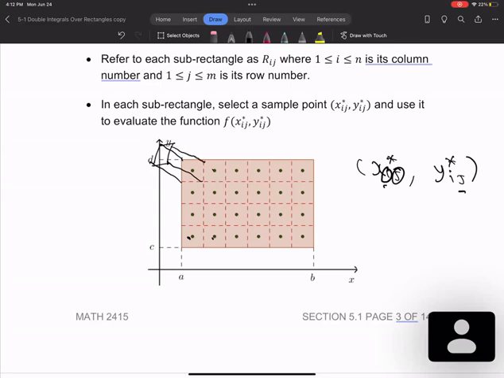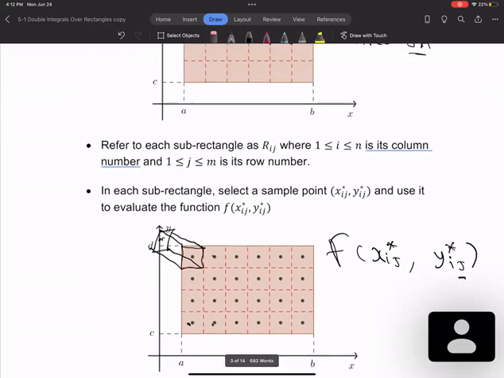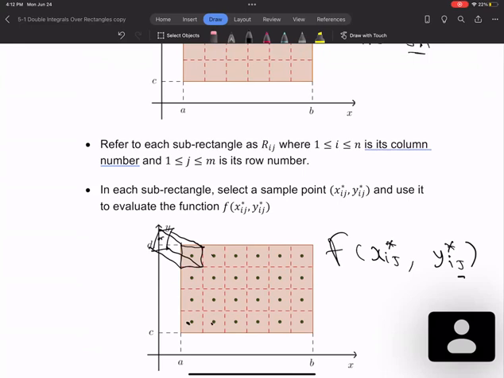Okay. So how high it is? f of x_i y_j. So for the volume of each rectangular prism, what do I need? I need the area of the base, that is delta A, times the height, and the height is the function, right?